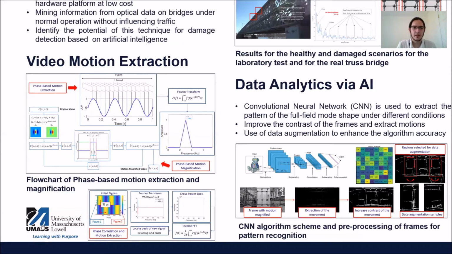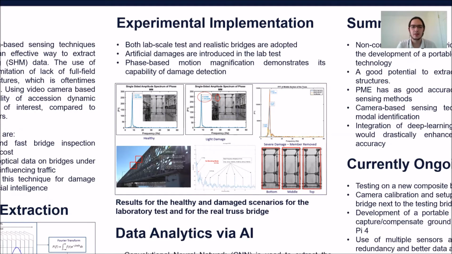Then we can apply a bandpass filter, and with this bandpass filter we can select, for example, the first natural frequency or the second natural frequency, and then multiply that by a magnification factor, beta, for example. Then we can generate a new phi of u, v, and t, and going through the process backwards, you can get a video with the motion magnified. So with those techniques of phase-based motion extraction and magnification, we can go to our experimental implementation.